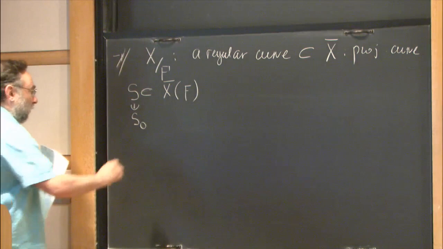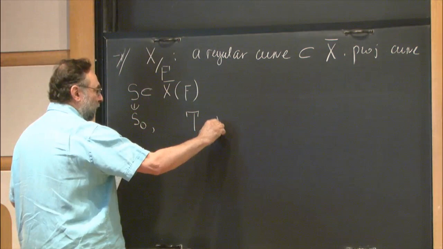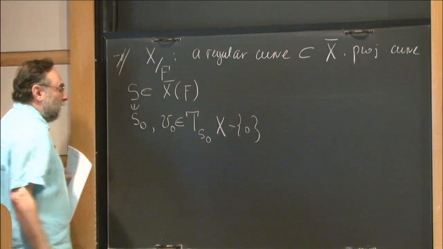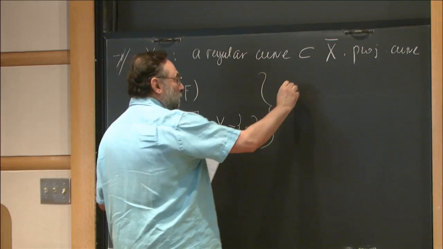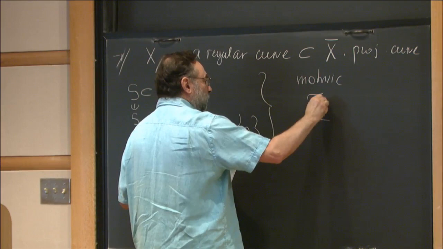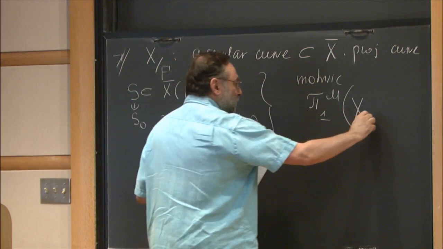And at this point, we take the tangent bundle at this point to X, puncture it at 0, and pick some vector here. And so to this data, one can assign what's called the Motivic pi 1 M of the curve. The curve is X, it's an open curve, with a base point v0. So this is the tangential base point.